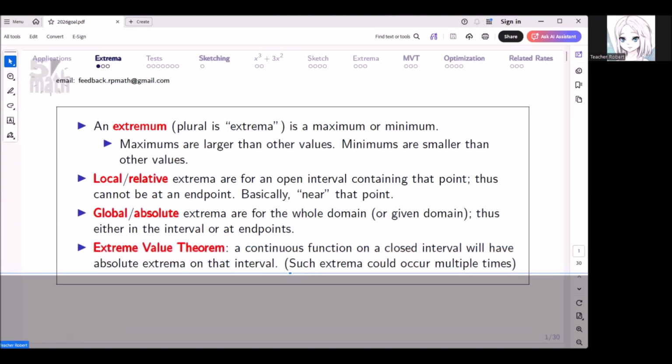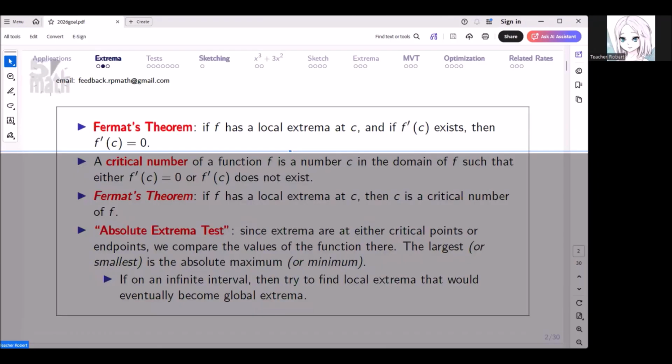Extreme value theorem. A continuous function on a closed interval will have absolute extrema on that interval. Such extrema could occur multiple times. Fermat's theorem. If f has a local extrema at c, and if f prime of c exists, then f prime of c equals 0.